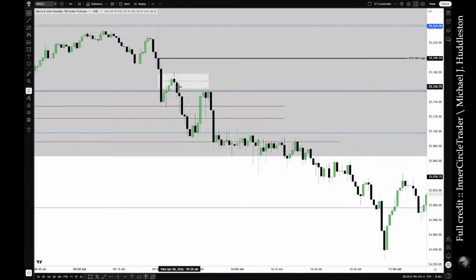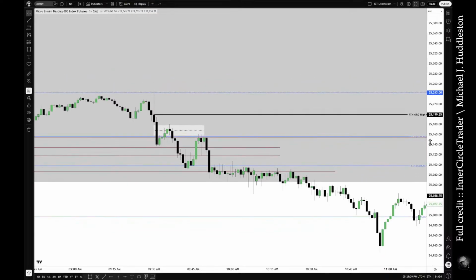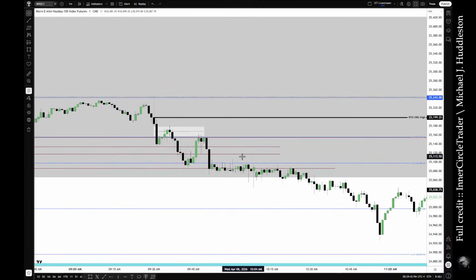Once we leave the fair value gap, come right back up in, that gives us the likelihood of anticipating further decline, trading down to the low end of that suspension block on the daily chart, which is that gray box area shaded here. All of that. So that was my target being met there.